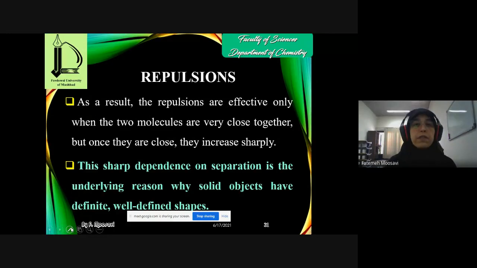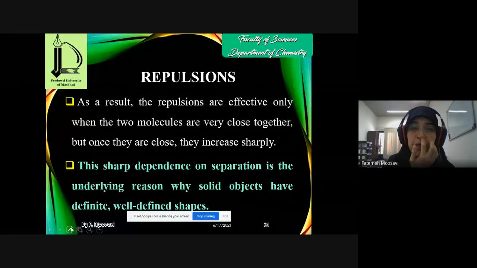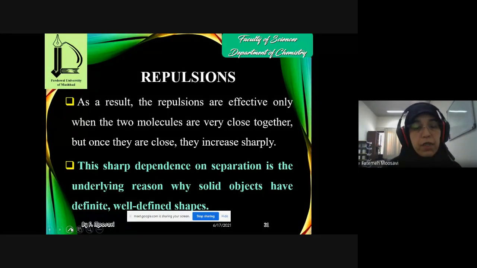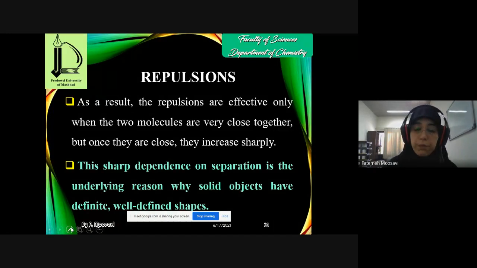To understand it, you should consider that repulsions are effective only when two particles are very close to each other. When the particles are very close to each other, the repulsion increases sharply. This sharp dependence on separation is the underlying reason why solid objects have definite, well-defined shapes.